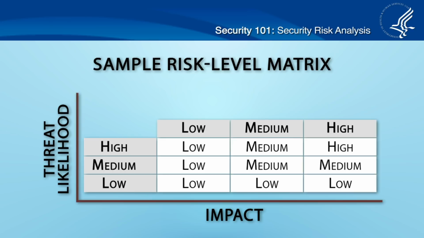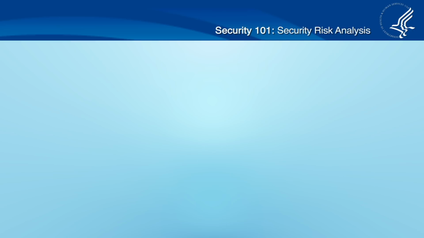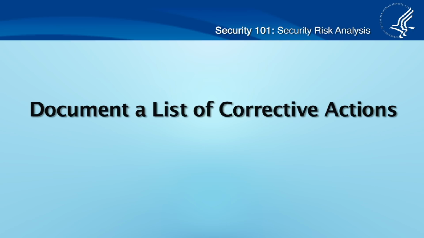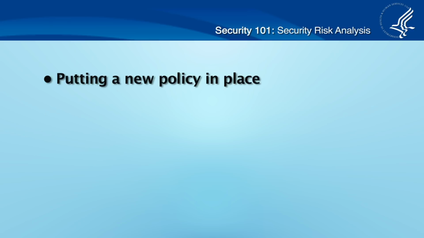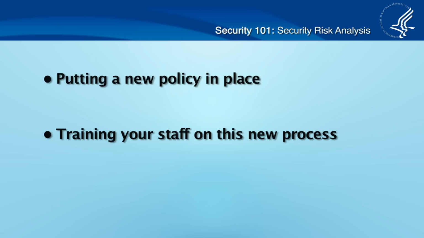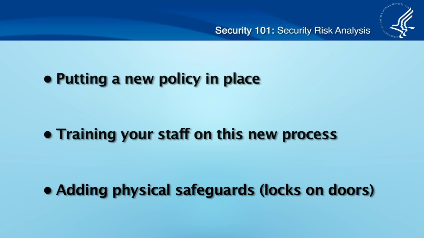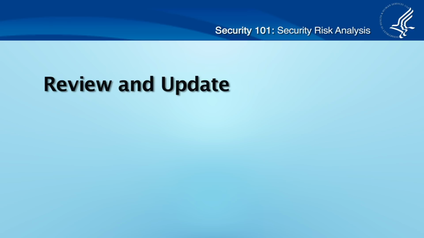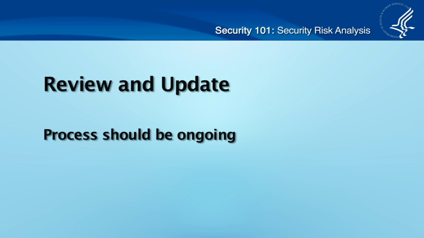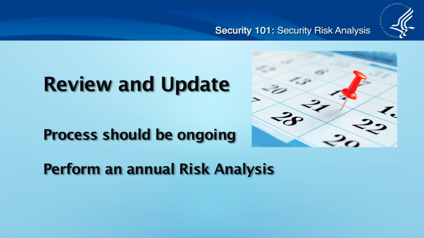Once you have assigned and documented your risk levels, you need to develop and document a list of corrective actions to mitigate your risks. You should take into account your organization's size, operations, and resources. Corrective actions could include putting a new policy in place and training your staff on this new process, or adding physical safeguards such as locks on doors. The final step you will need to complete is to review and update your risk analysis from time to time. The risk analysis process should be ongoing. Since your practice is constantly changing, we recommend that you perform an annual risk analysis.